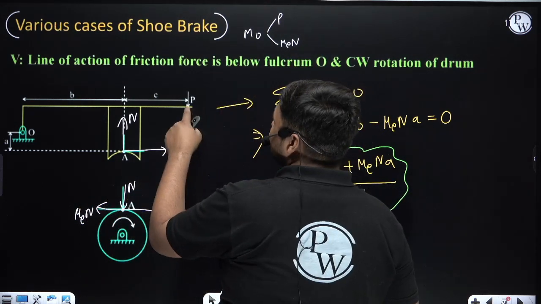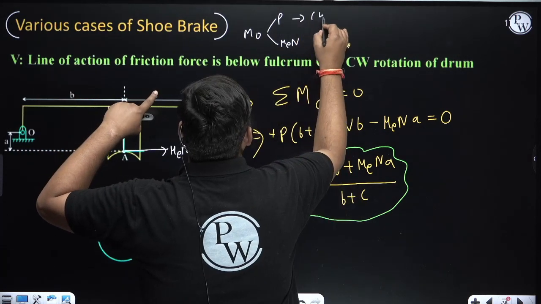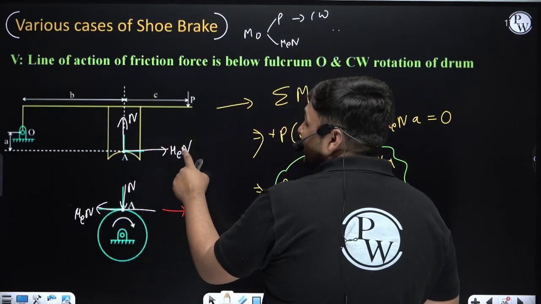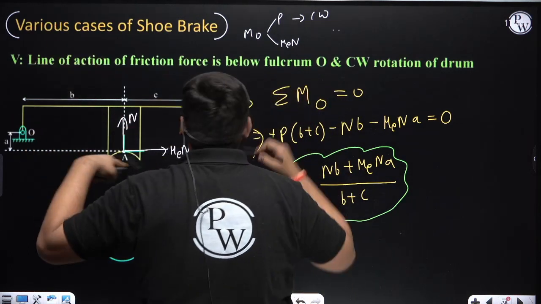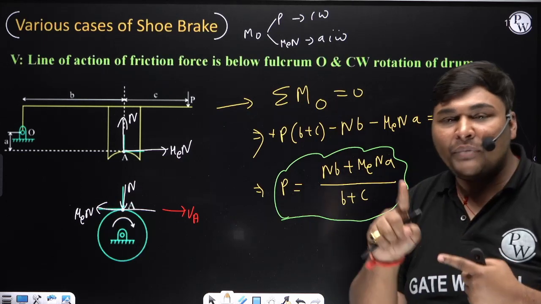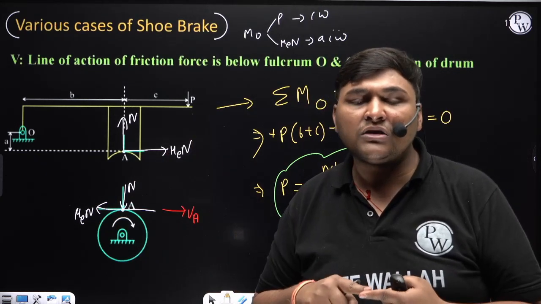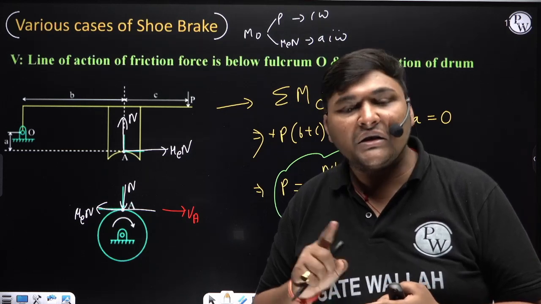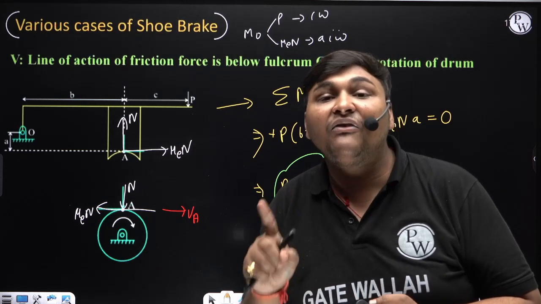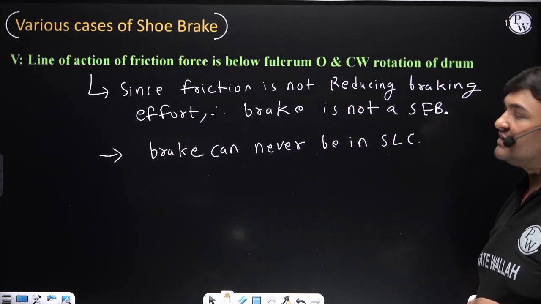What is the direction of moment of effort P about O? It is clockwise. Yes, sir. What is the direction of moment of friction force about O? It is anti-clockwise. Both are not same. If both directions are the same, the brake is self-energizing. In this case, this condition is not satisfied. Both directions are not same, which means the brake will not be self-energizing. The same conclusion we have made: this brake is not a self-energizing brake.